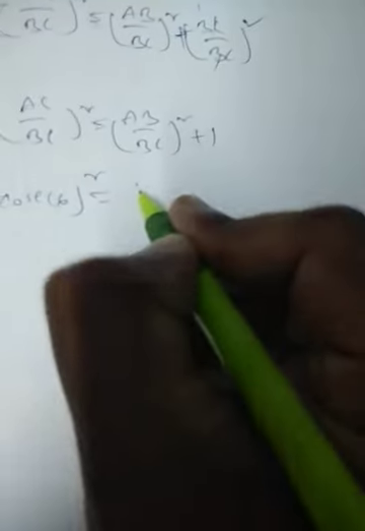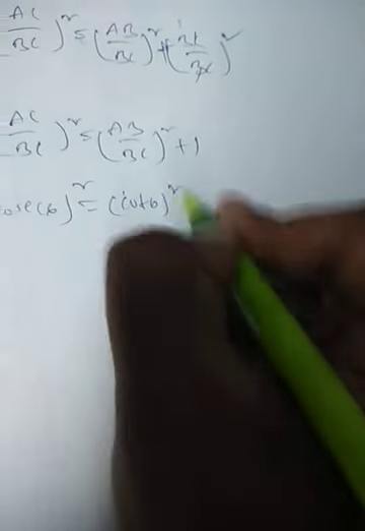Now AC by BC is what here? Look at here carefully. AC is hypotenuse and BC is opposite side. That means hypotenuse by opposite is cosec. So this is cosec theta. Cosec theta whole square is equal to, AB by BC is what here? If you look carefully, this is AB and this is BC. AB by BC is adjacent by opposite. Adjacent by opposite means cot theta. Cot theta whole square plus 1.